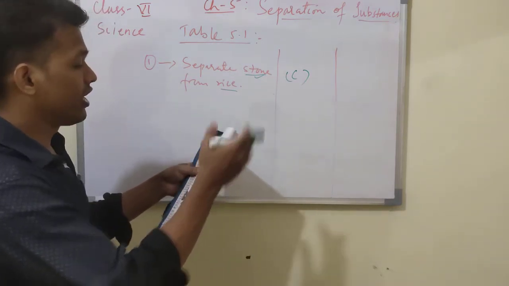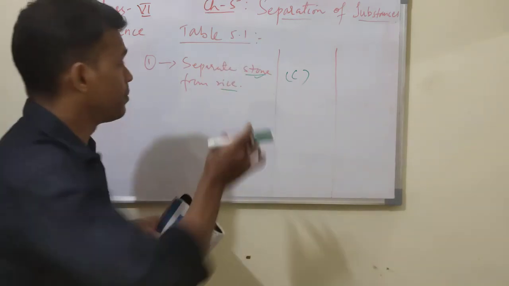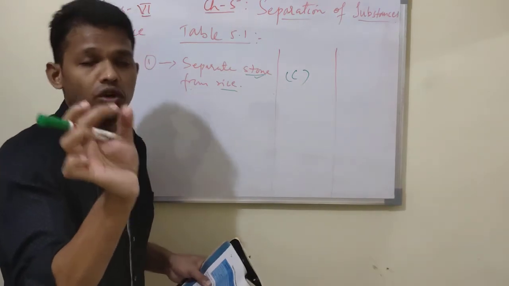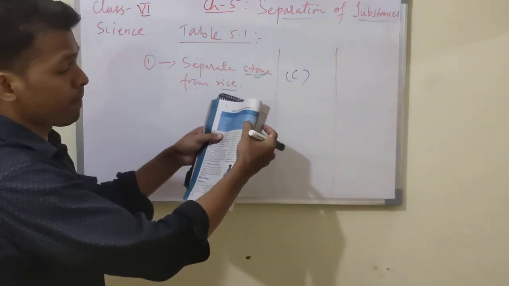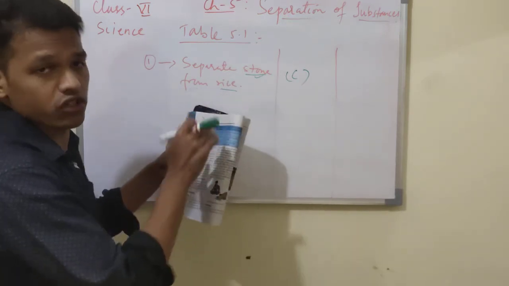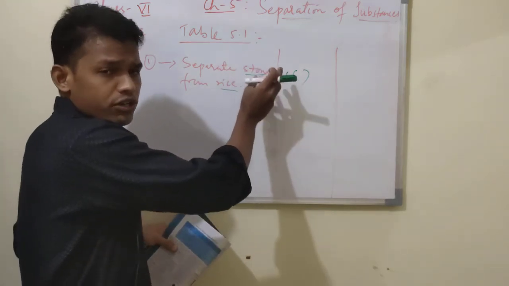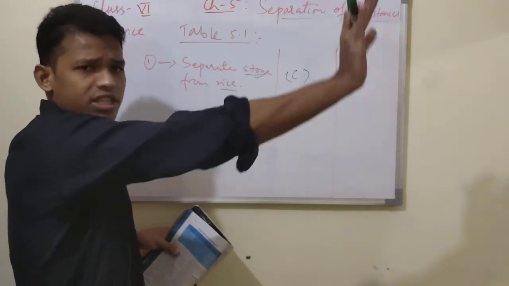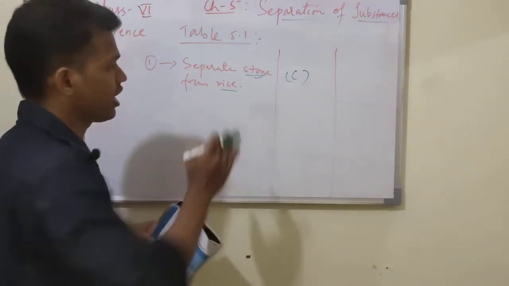Then next one in column 3: we throw away the solid components. That is exactly right because stones are solid. If you read the next option, we throw away the impurities. This also exactly matches. Stone is impurity. But next, we use both the components. Here it is not matching.